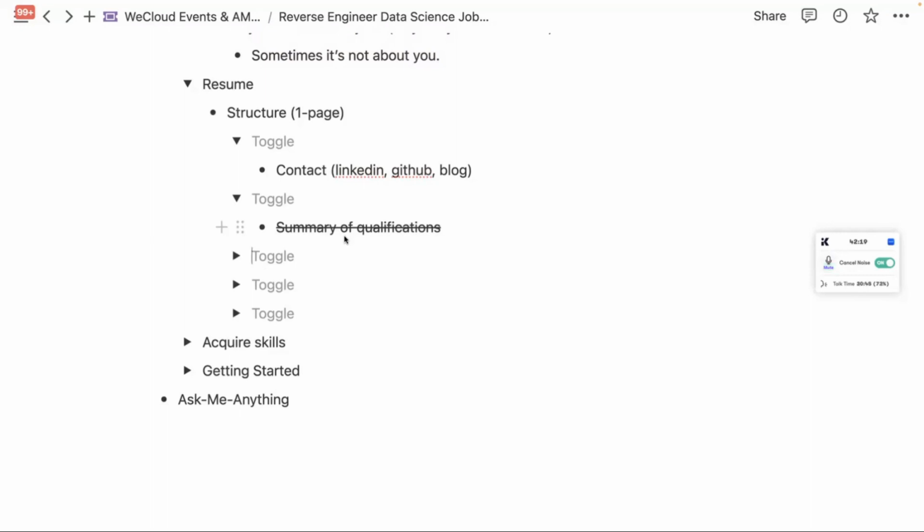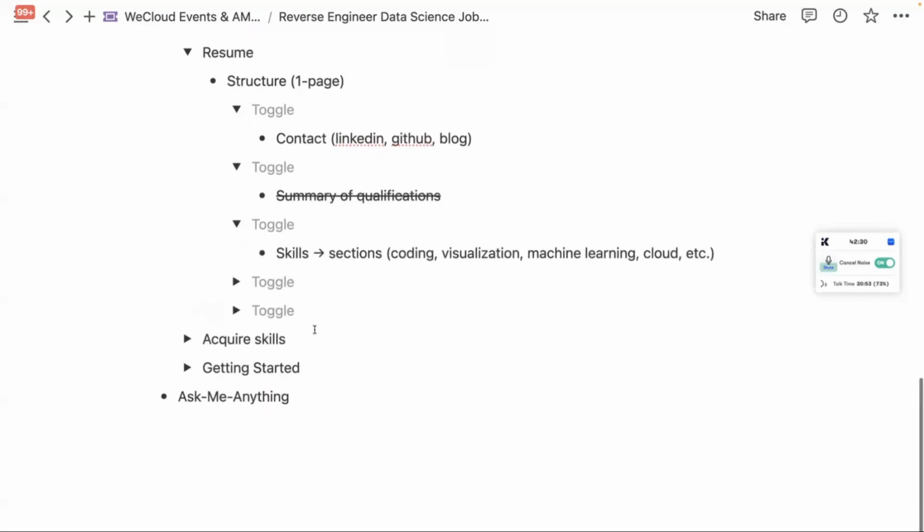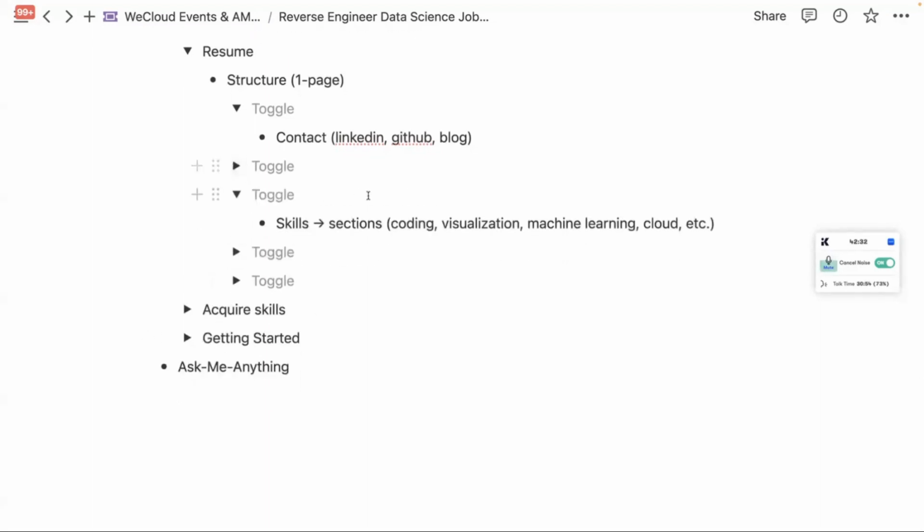Okay, so if you only have one page, let's save some screen real estate for the important things. For example, experience and skills, right? So let's forget about the summary of qualifications. Let's just put keywords. Keywords indeed matter a lot, right? My recommendation for the skill set is just list your technical skills and make it easy for the readers, whoever is going through your resume.